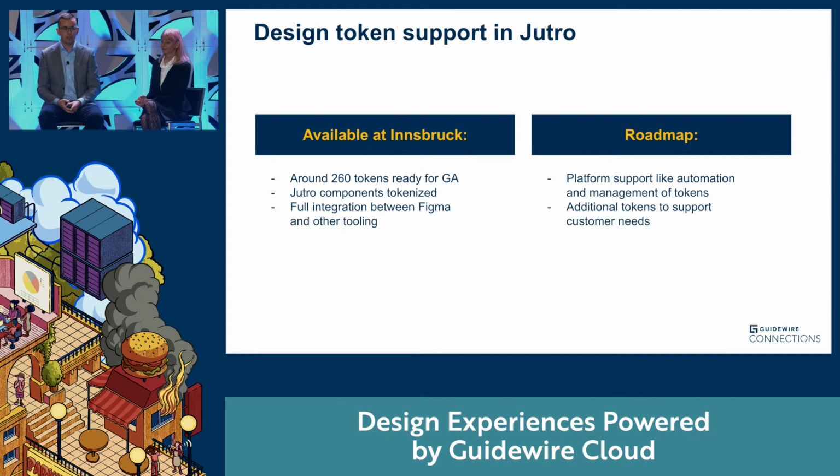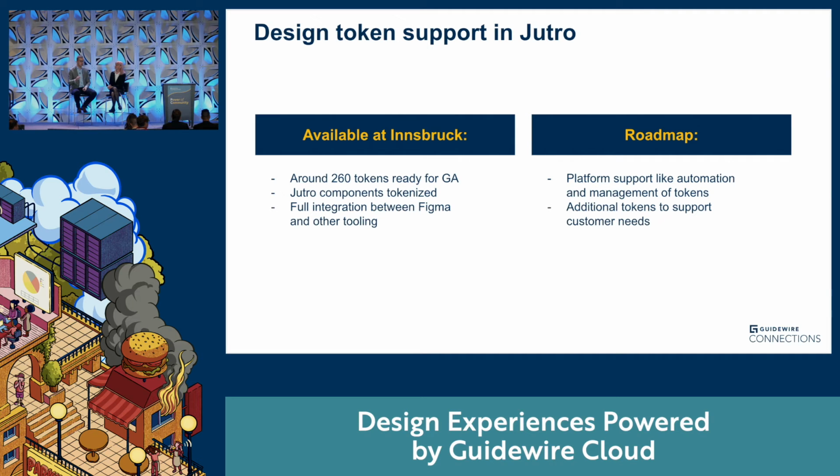So let's talk about support in Jutro. We will have around 260 tokens ready for you to use. Also, since the Jutro components have been tokenized, our components will use tokens, so you can change them however you want. We also have full integration between Figma and other tooling ready for you to use. When it comes to the roadmap, it's pretty straightforward. It's all about maintenance of what we have because it's working, and we saw that in the 24-hour demo. But we want to add any additional tokens along the way from customer needs, and that's the focus that we have.